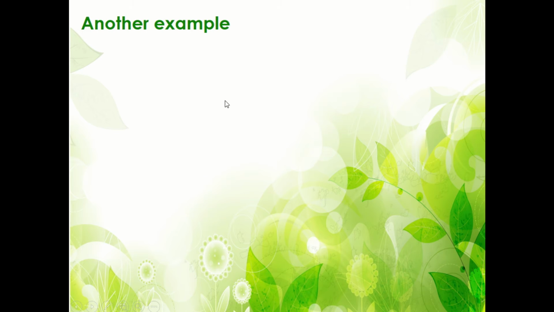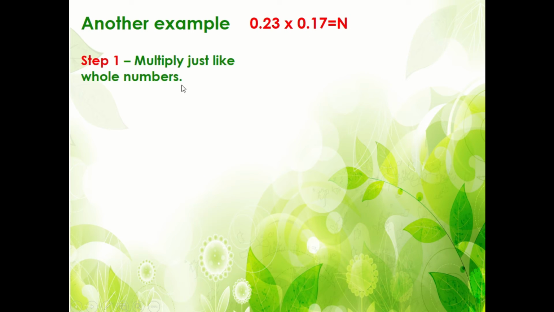Let's have another example. We have 23 hundredths times 17 hundredths equals n. So, multiply just like whole numbers. 0.23 times 0.17. Okay. So, we will multiply first by 7. 7 times 3, we have 21. Regroup 2. 7 times 2, we have 14. Plus 2, we have 16. 1 times 3, we have 3. 1 times 2, we have 2.